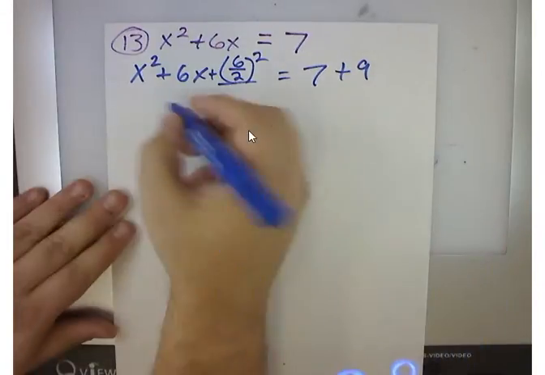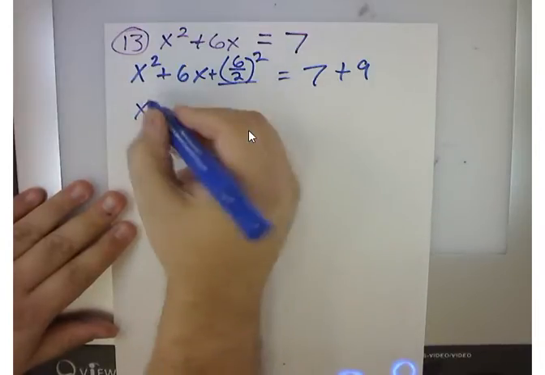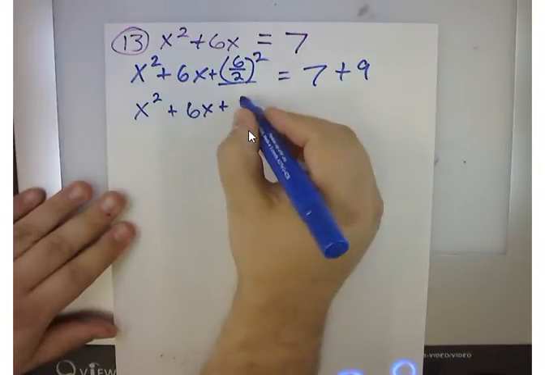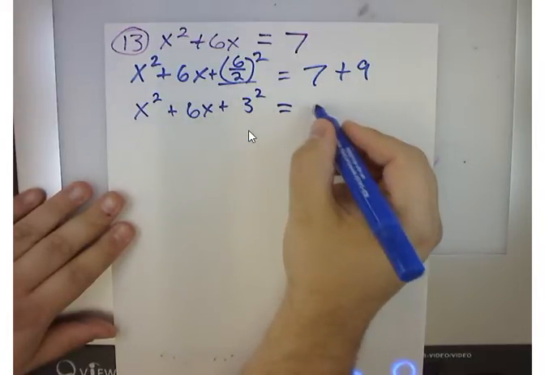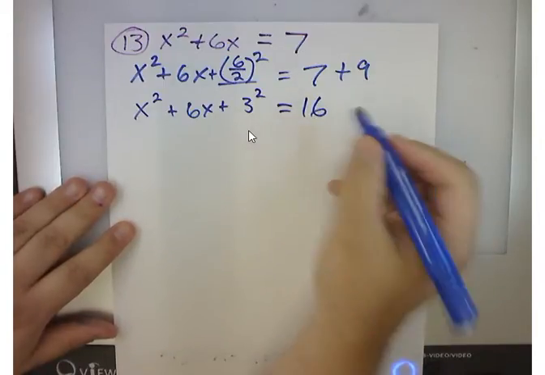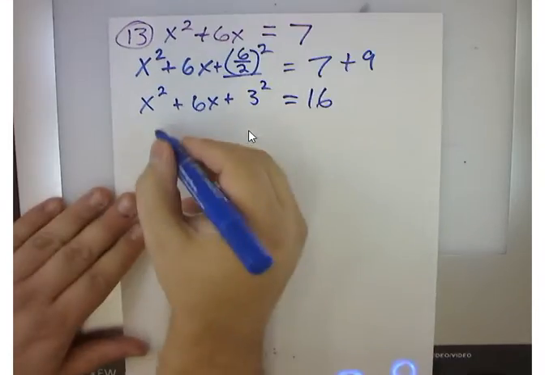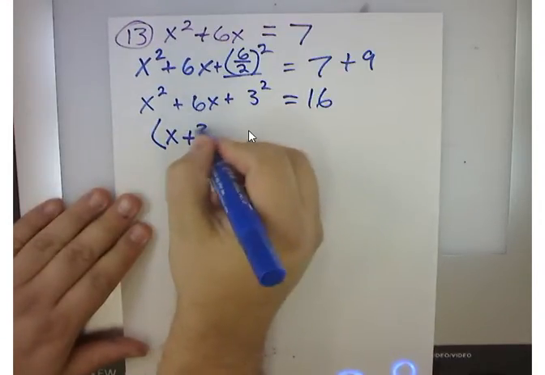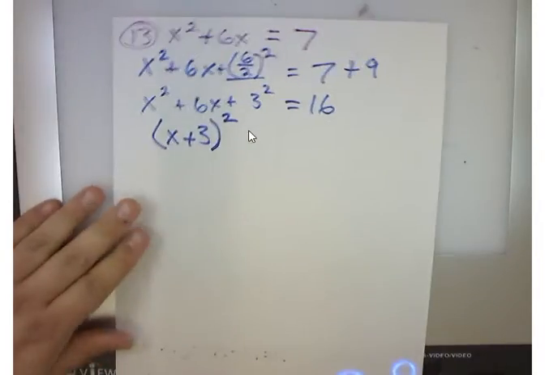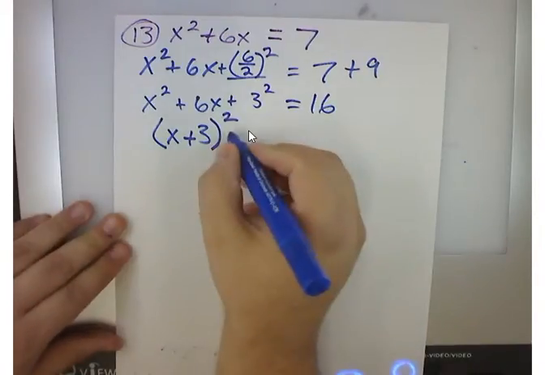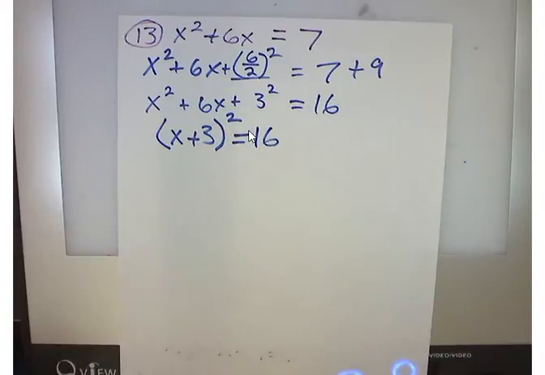And I'm going to clean this up a little bit so you guys can see what I'm doing. I'm really saying x squared plus 6x plus 3 squared is equal to 7 plus 9, which is 16. Now, this is what we call a perfect square. This is the exact same as x plus 3 squared. You guys with me so far? Remember that? Okay, and we could verify that, and I will in just a second. That's equal to 16.